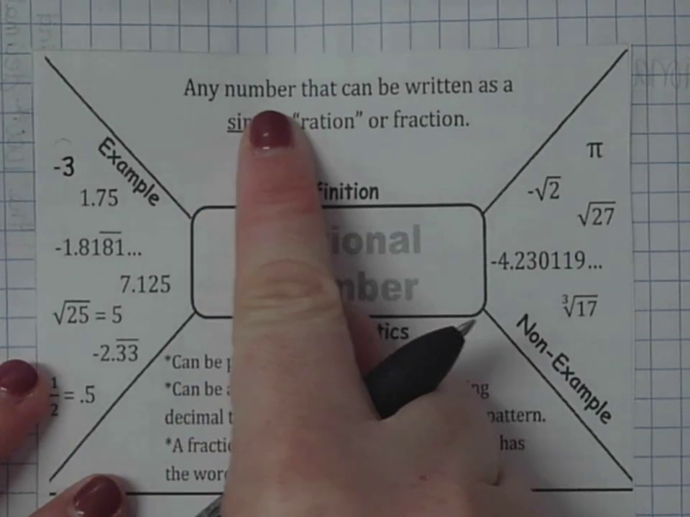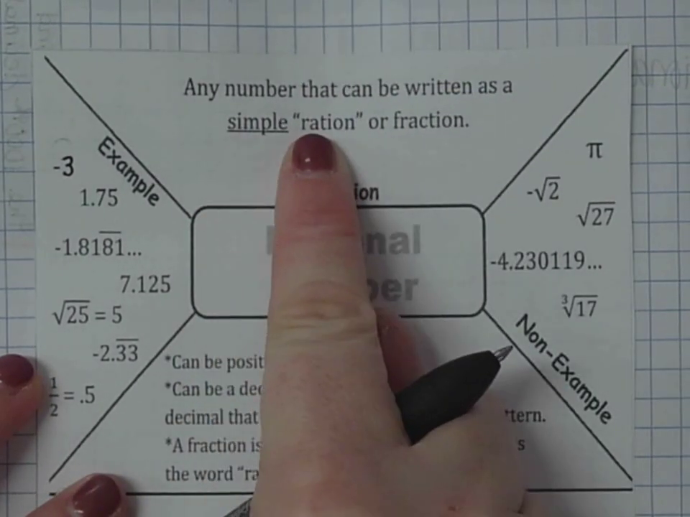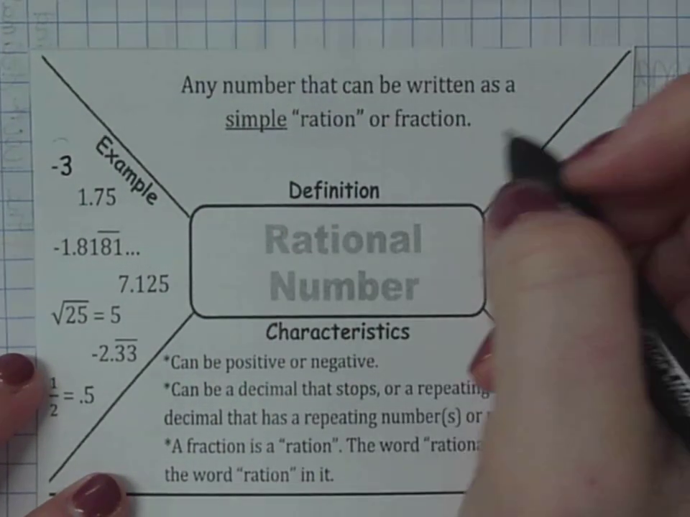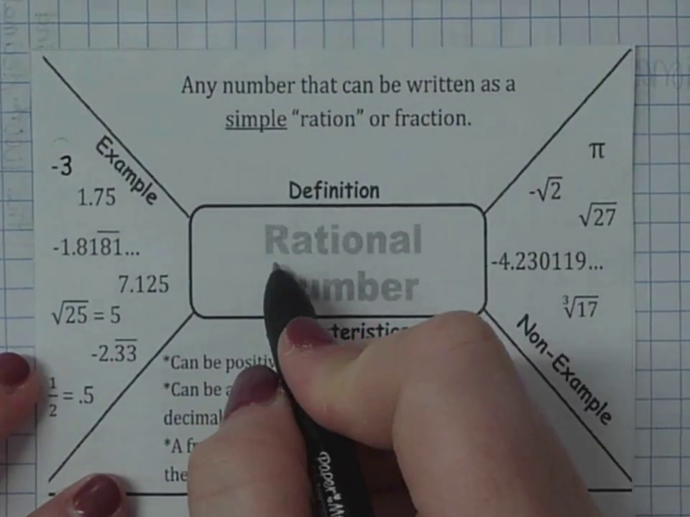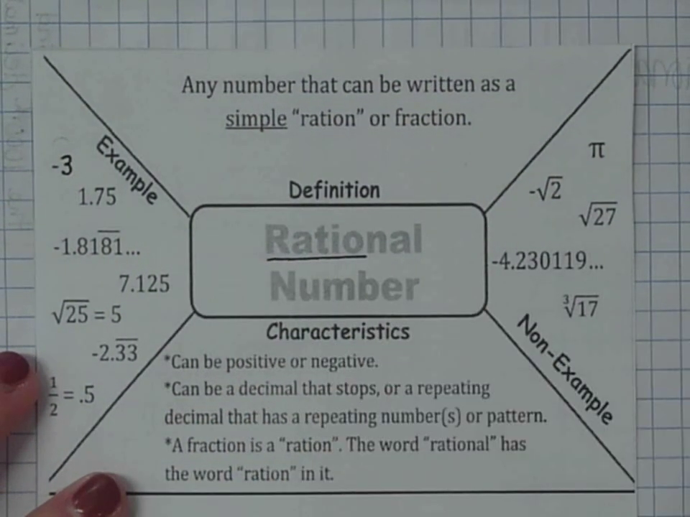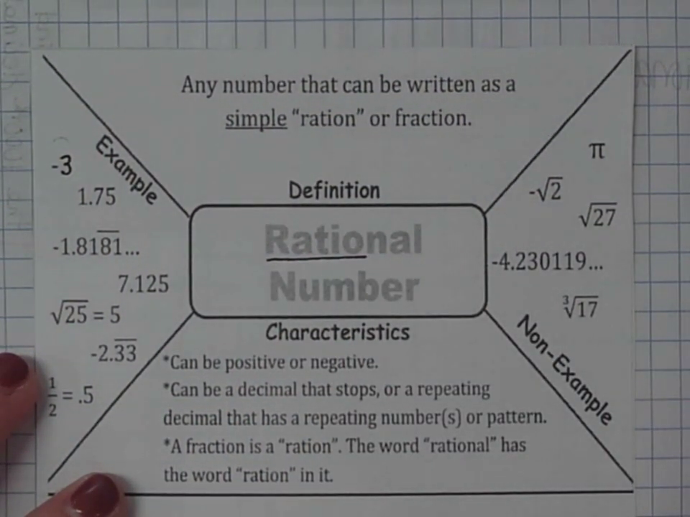So a rational number is any number that can be written as a simple ratio or fraction. Ratio is also in that. Ratios are fractions.